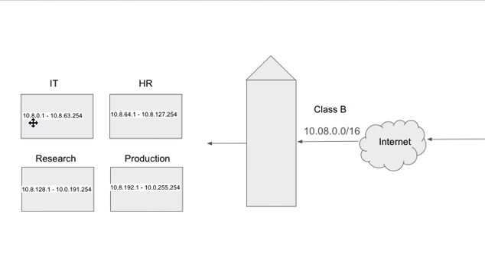So the first one was for the IT, 10.8.0.1 to 10.8.63.254. This all goes to this IT department. So if someone has something around this, it will go into this. If someone has something like this, it goes into the HR, research, and production.